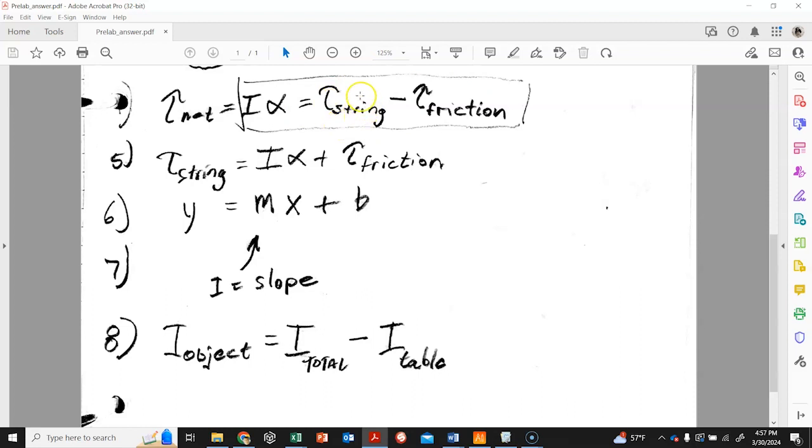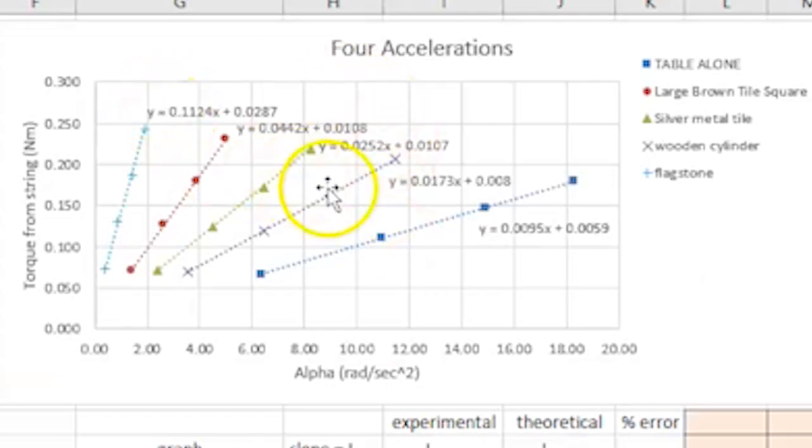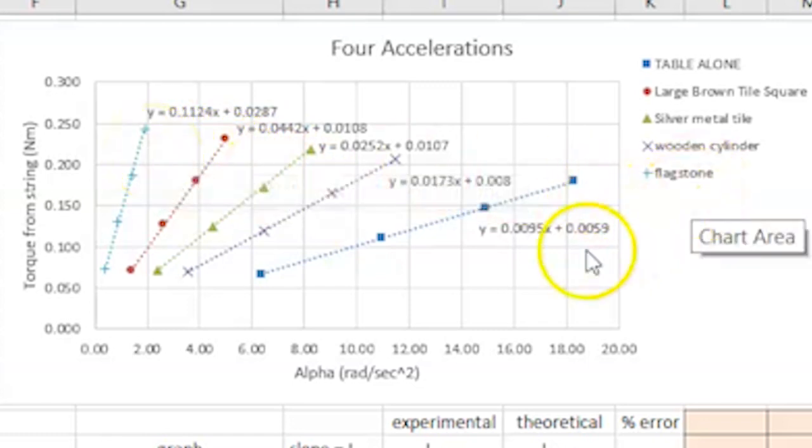We know that the torque from the string is accelerating the turntable, but it's the frictional force that slows it down, so it's in the opposite direction. If we solve this equation for the torque from the string, we get a form of an equation that is y equals mx plus b. And when we look at our graphs, if we look at my legend here, the table by itself, and then the wooden cylinder, the silver metal tile, the large brown tile square, and the large cylindrical brick, which I call the flagstone.